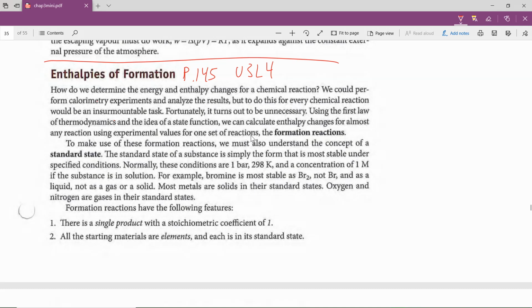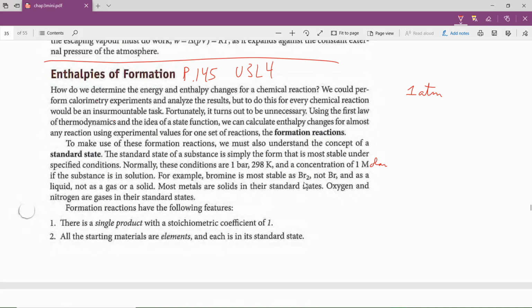The formation reactions. To make use of formation, we must also understand the concept of a standard state. I started the lecture today with that. The standard state is the form that is most stable under specified conditions. Normally these are 1 bar. In my olden days, instead of bar, I would say atmosphere. A bar and an atmosphere are pretty close to each other in value. And sometimes I'll still say atmosphere, even though it's slightly different than a bar. 298 Kelvin and a concentration of 1 molar if the substance is in solution.